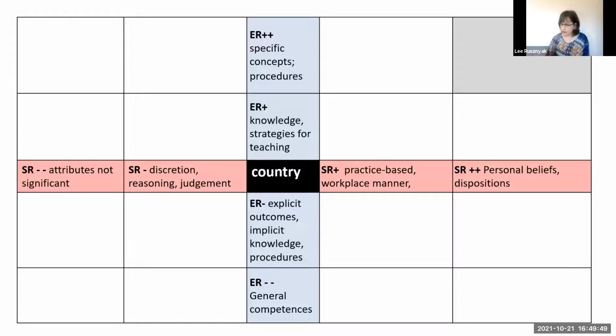For the social relations, starting on the right-hand side, where the personal beliefs or the dispositions of the student were emphasized, we coded that as very strong social relations. So they were warm, they had a sense of humor, they were kind, and so on. Where they talked about practice-based dispositions or workplace manner, so these are things that are tied particularly to the workplace, we coded those as SR+. They were kind of one step removed from the person themselves.